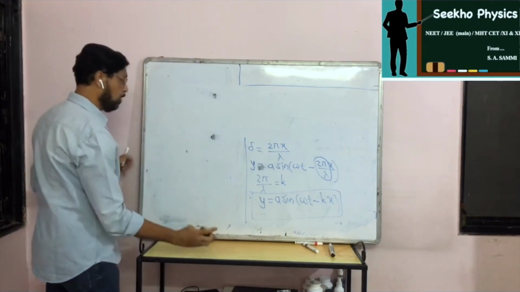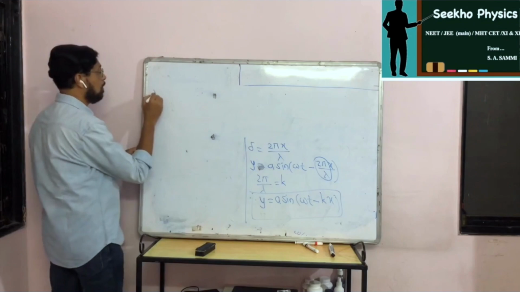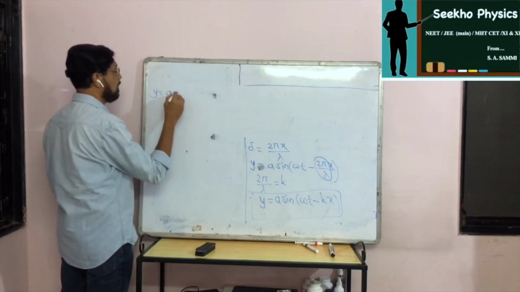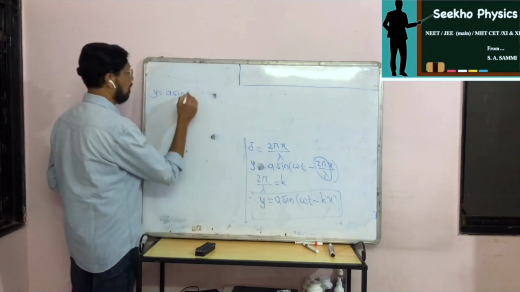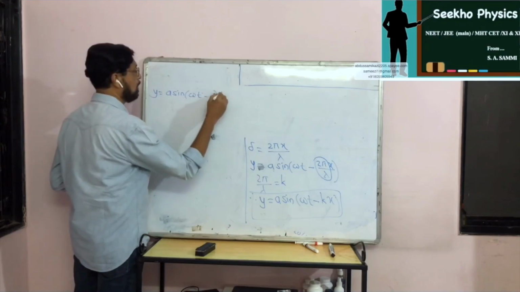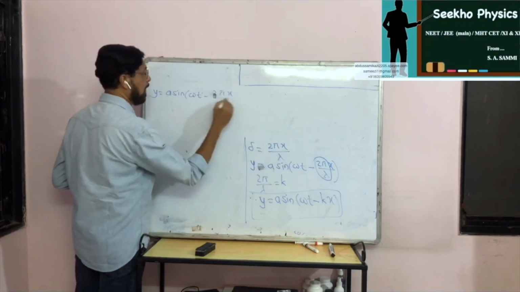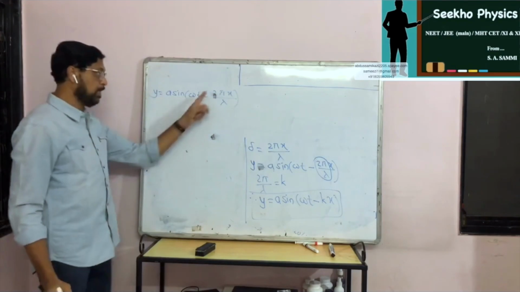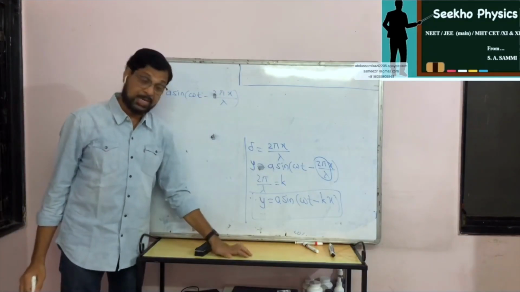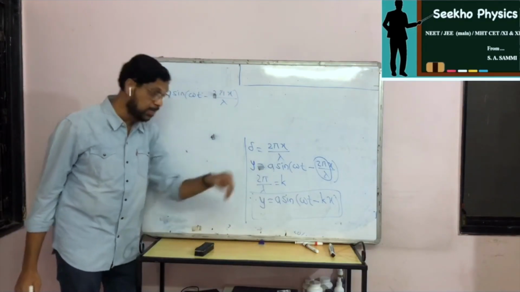So the equation of the wave is y is equal to a sine, this one, omega t minus 2 pi x by lambda. In place of 2 pi by lambda, we can put k. So this is one form of the equation.